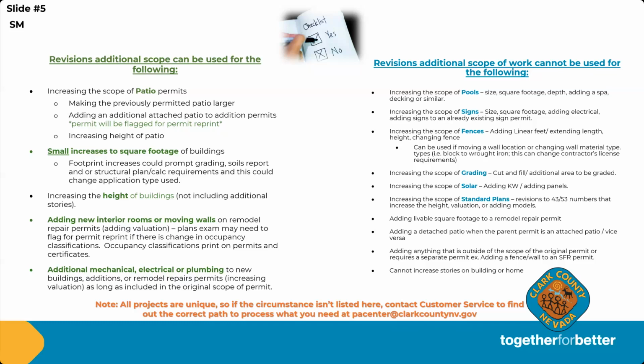Our system is not designed to accommodate revisions additional scope of work on those types of permits. And it has a lot to do with how the information is put into our software. So for instance, with pools, we have a decking square footage and we have a water surface square footage area, and it's put into a table. And it's just not designed to do an increase on that. And if you have pool permits, you'll see on your permit when it prints that it has that broken out like in a table form on your permit.